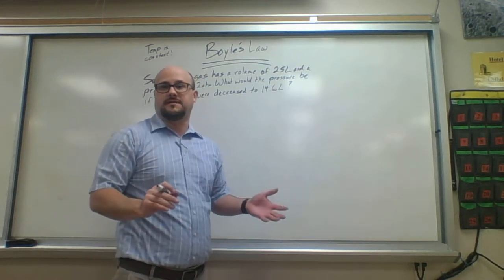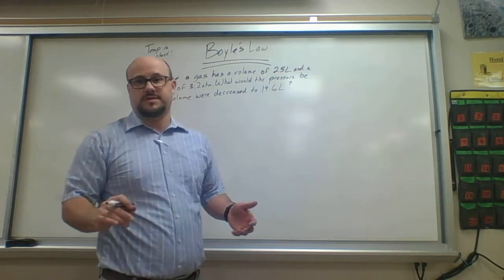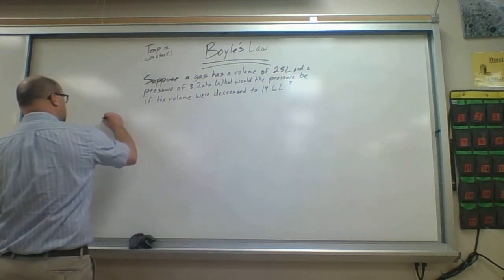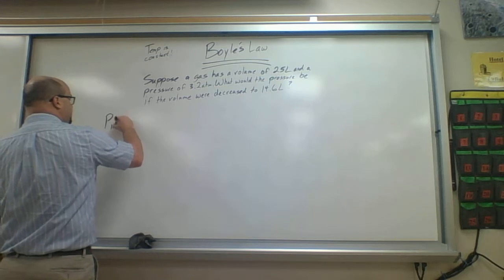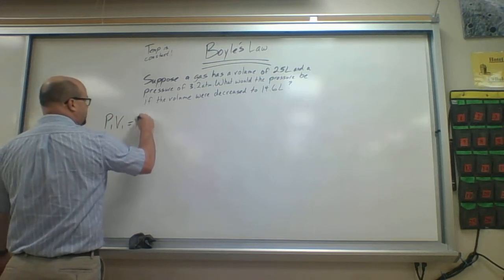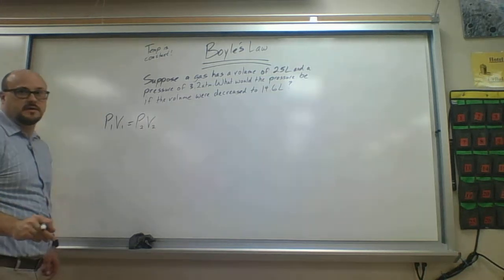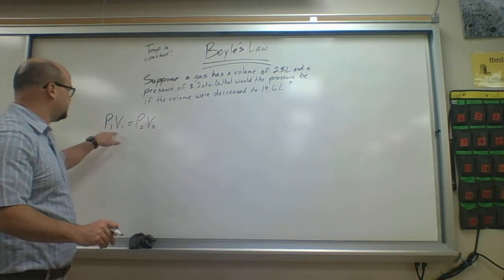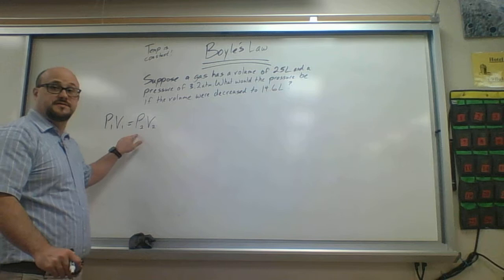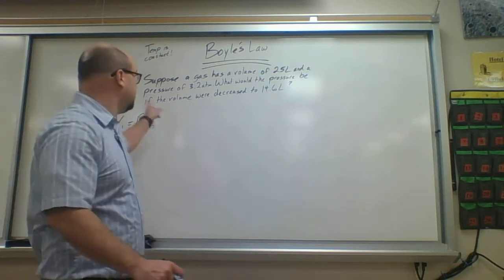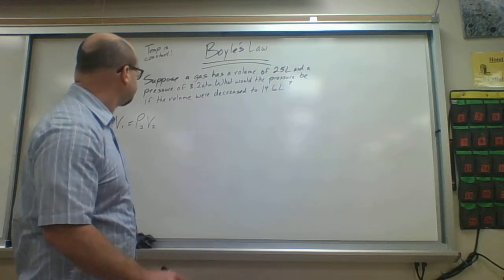Next up, we're going to identify our formula for Boyle's law, and that's going to be P1 times V1 equals P2 times V2. So the pressure before times the volume before equals the pressure after times the volume after. Now we simply just fill in our variables.